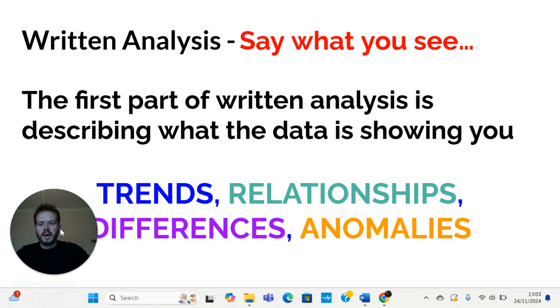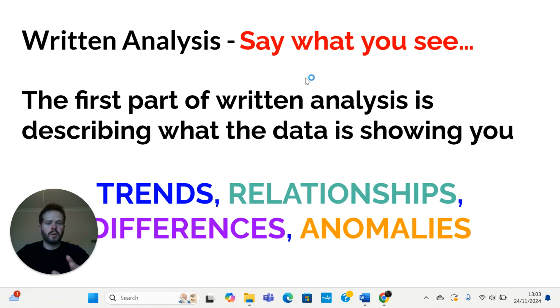Now, the written analysis is nice and simple, really. So it's essentially say what you see. This is the first part to it. A lot of students have come to me in the past and said I've really struggled with the starting of this section. It is literally just say what you see. But all you need to really see is an example of how that might look, and then you'll be off. You'll be away with it.